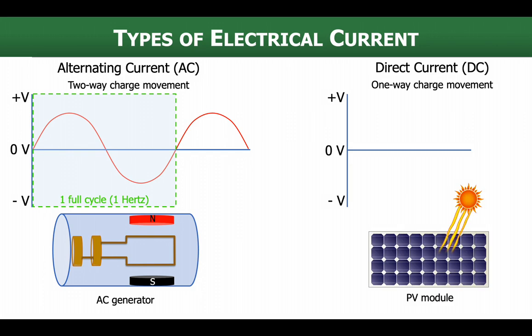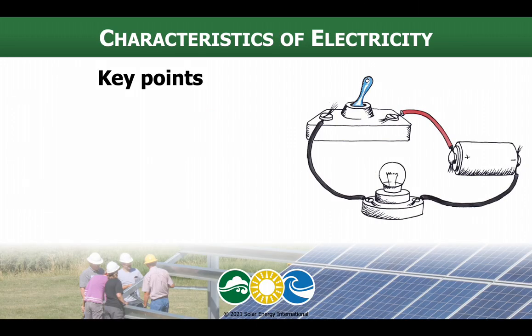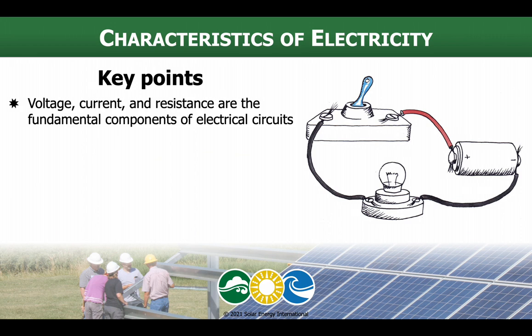The other type of electrical current is DC current. This is the one-way movement of electrons, or one-way charge movement. In this case, this would be the type of electricity that's generated by a PV module. That's one of the sources of DC current that's out there. And as you can see, it's just constant. It's a constant voltage, always going in one direction. There's no back and forth and up and down going on here. The one-way charge movement.